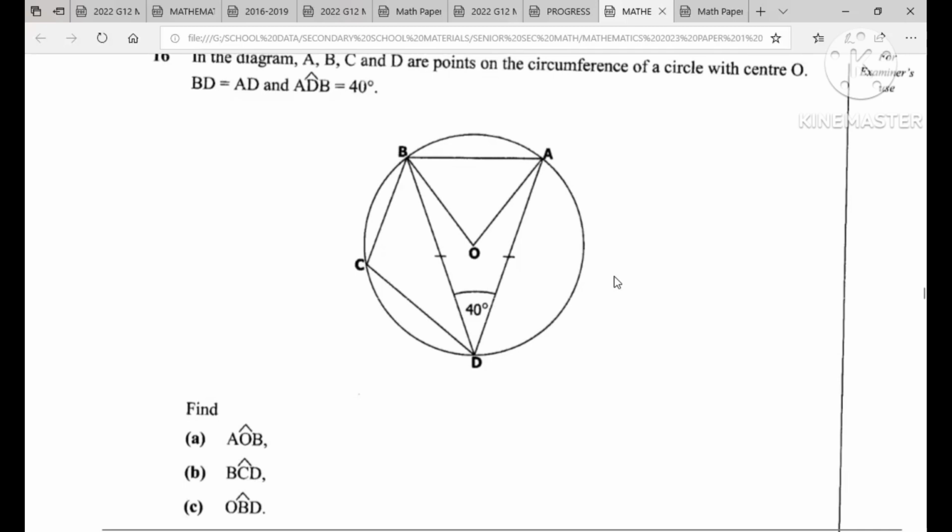Since you have got angle ADB to be 40 degrees, we are going to double this angle here, which is 40. That's how we find angle AOB. So when we double 40, what do we have? 80 degrees, right? Okay, thank you. So meaning angle AOB is 80 degrees, right?